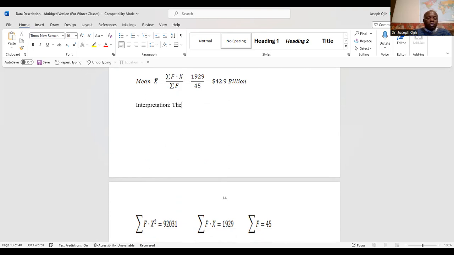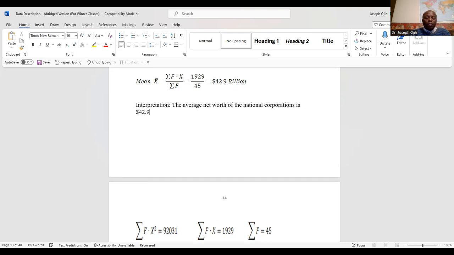The average net worth of the national corporations is 42.9 billion.